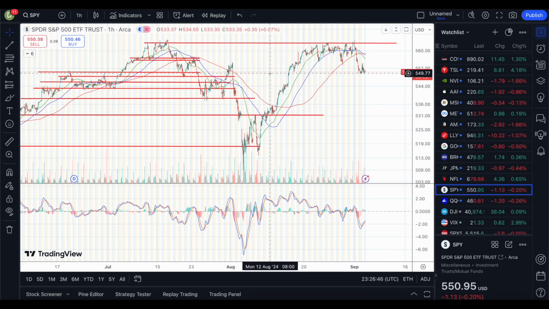And then in terms of levels, again, this is looking at SPY. We closed at $550.95. Again, ETF for the S&P 500.